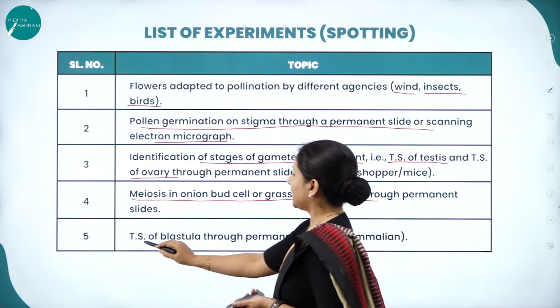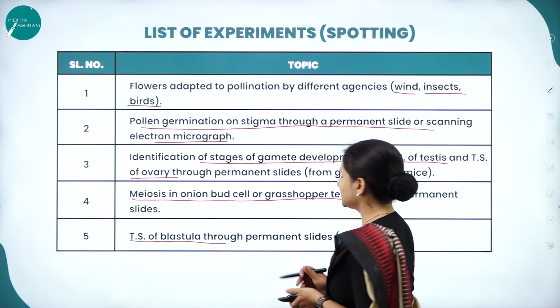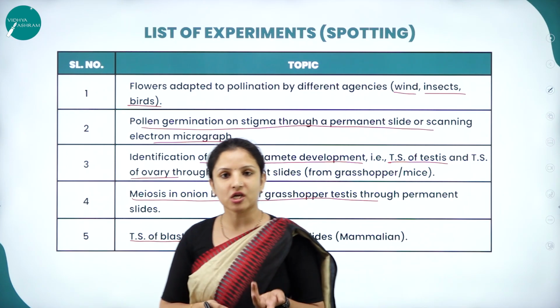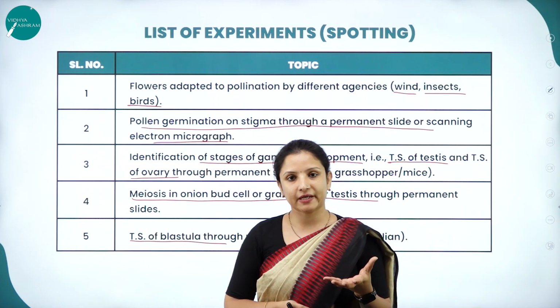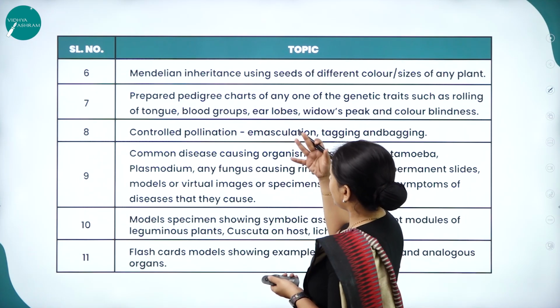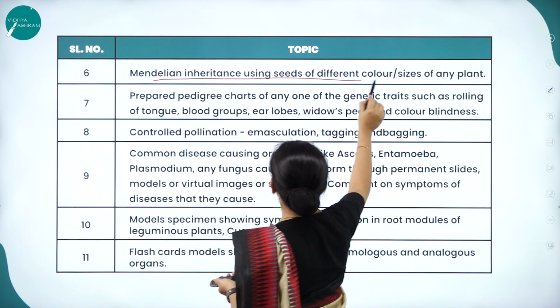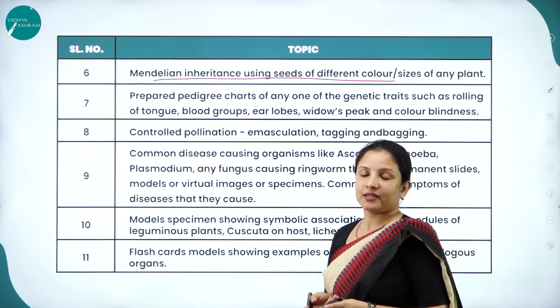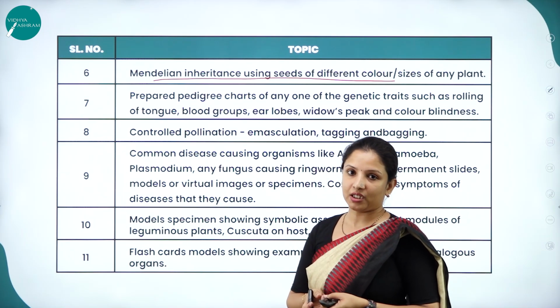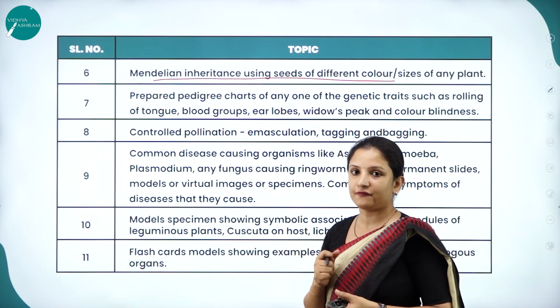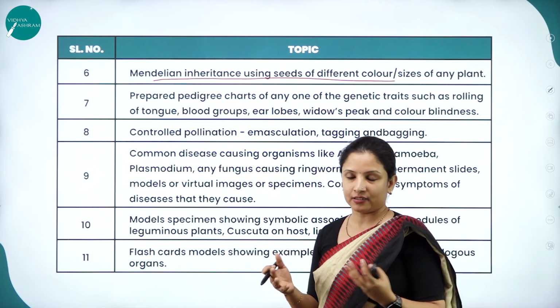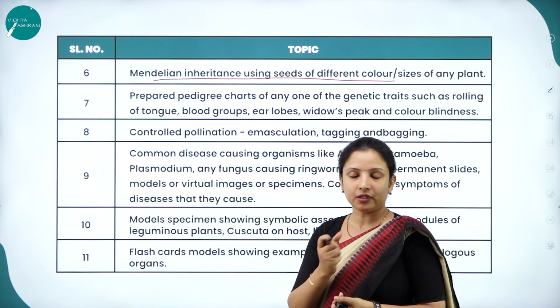Next, last one is we have TS of blastula, that is either permanent slide can be kept or a chart can be kept. So we need to identify it as blastula. So again, it is there for spotting. Again, we have Mendelian inheritance using seeds of different color. So Mendelian inheritance will be done very clearly in the theory class, and in the practicals it will be easy for you to segregate the characters. So that is using beads of different colors.